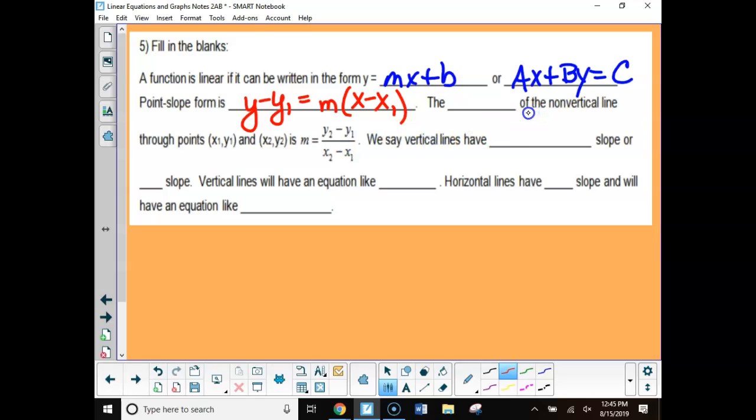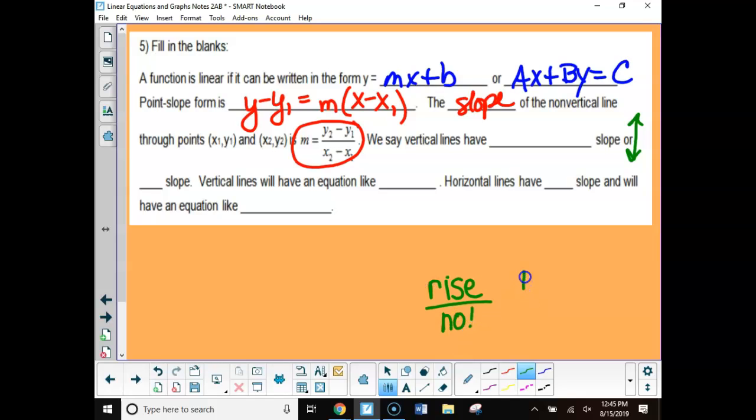What is this equation for right here? Slope. All right. Vertical lines, lines like this. What kind of slope do they have? They have rise, but no run.